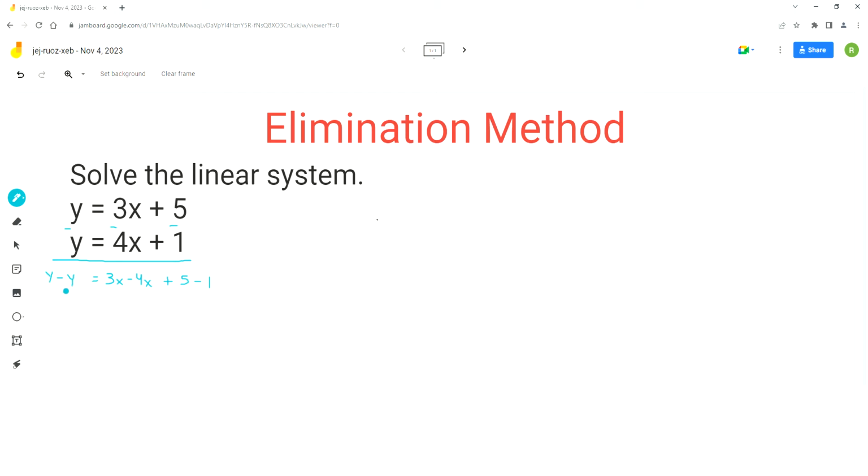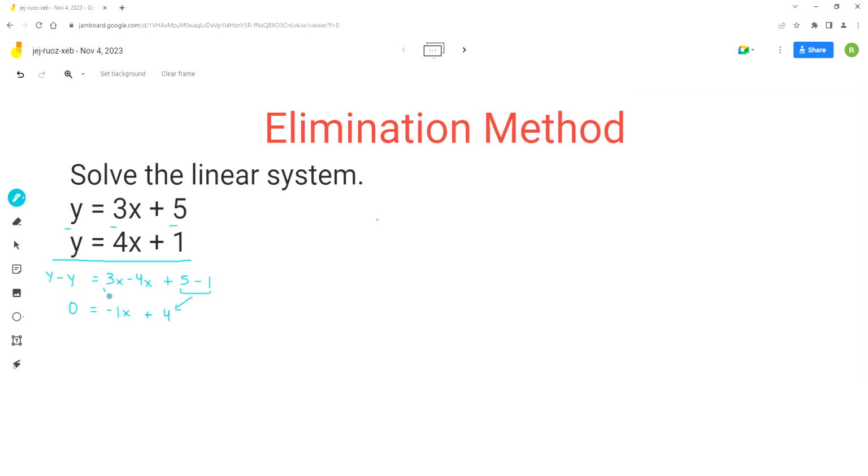So y minus y is equal to 0. We are left with 0 on the left side of the equation, and the y terms got cancelled out. Now on the right side we have negative 1x because we did 3 minus 4, and then we are left with 4 because we did 5 minus 1.